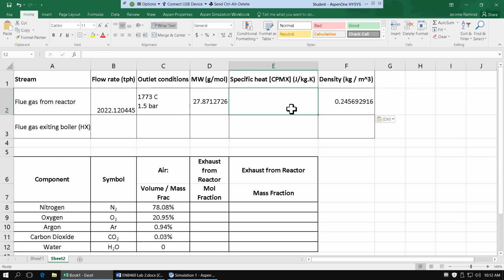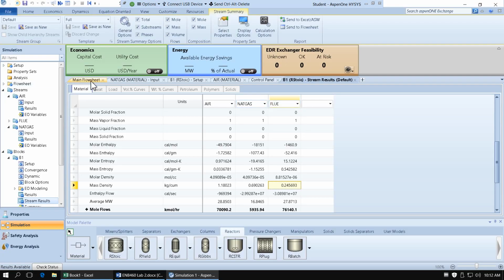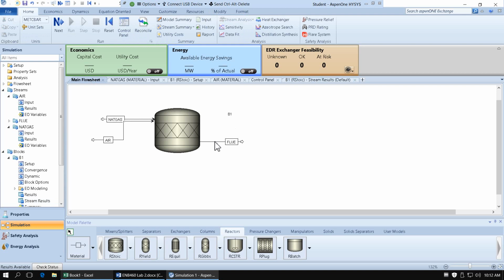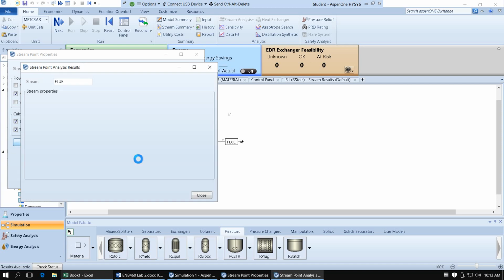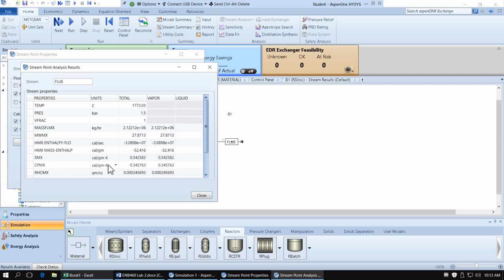And specific heat, if you remember how we did this, just go to flue, stream analysis, point, right, and we want mass flow basis. Right, and just look at CPMX in joules per kilogram Kelvin. So it's 1447.64.